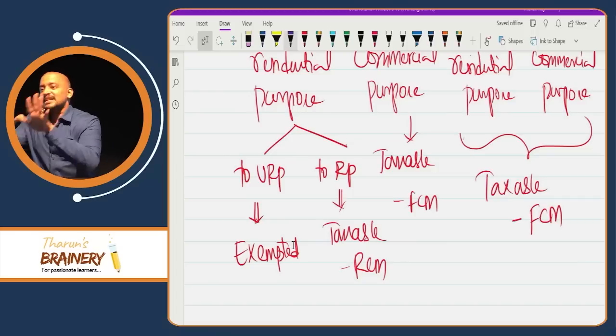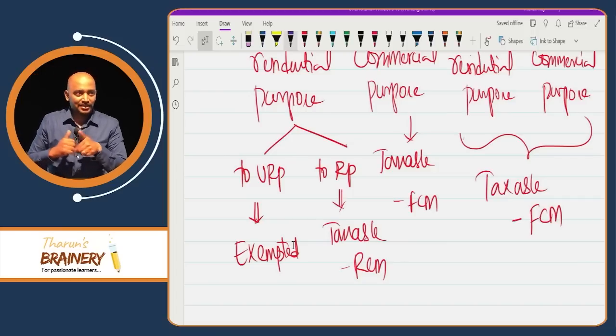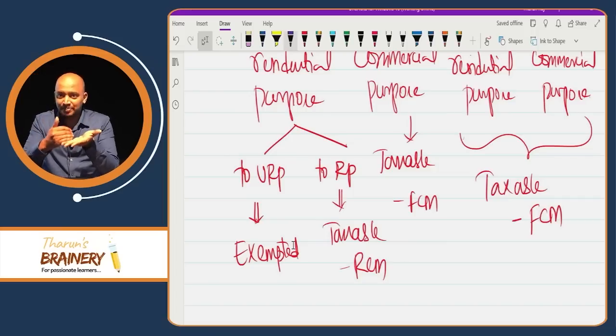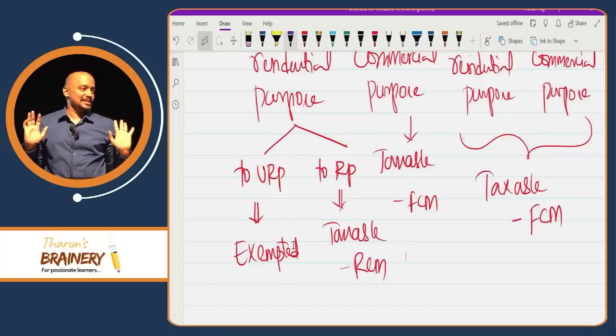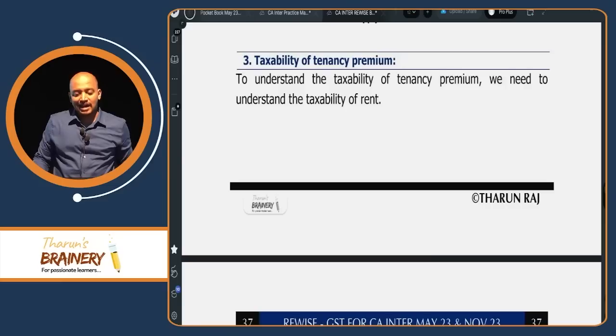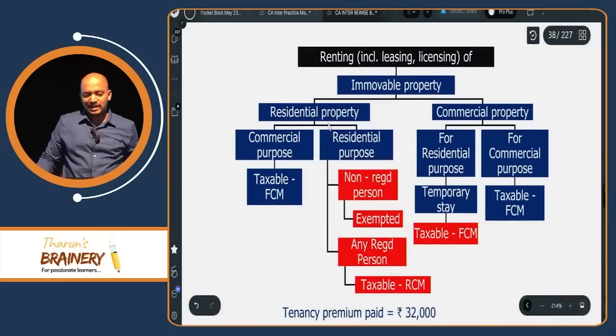And now that becomes taxable. Why does that become taxable? Corporate is a registered person and it's a residential property. Even though it is used for residential purpose, now they have to pay GST under RCM. Okay, so this chart I have already given here.